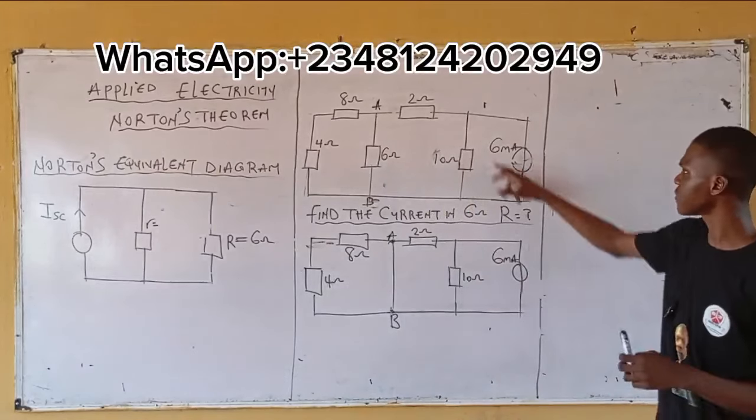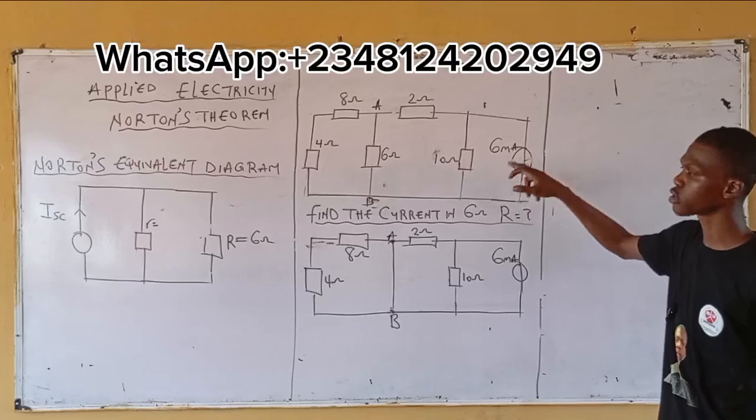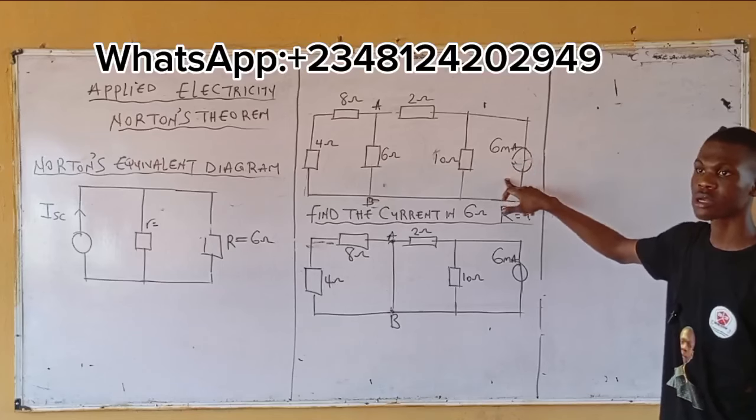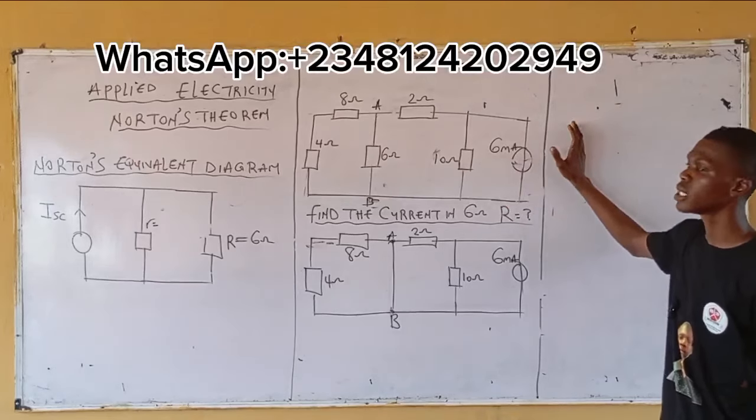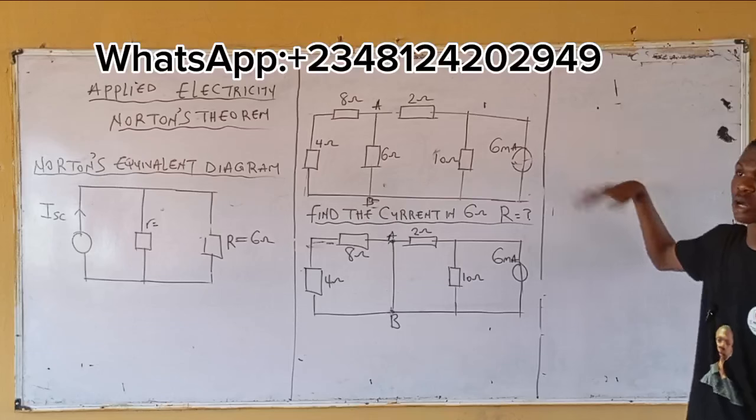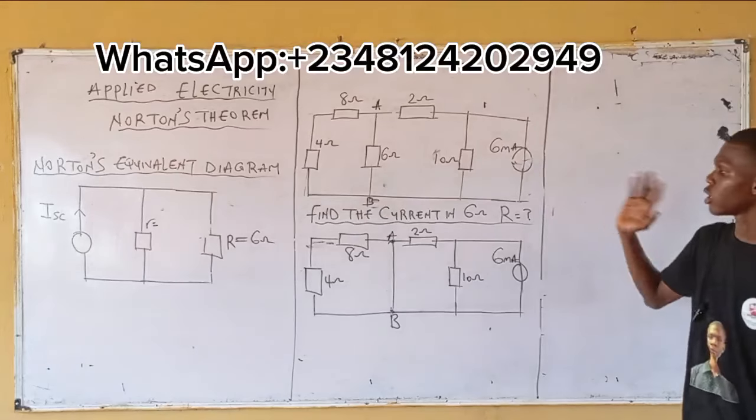First thing first, identify: is this a voltage source or a current source? This is a current source. This is 6 milliampere. Meaning, in place of the usual voltage that we do, we have current there.